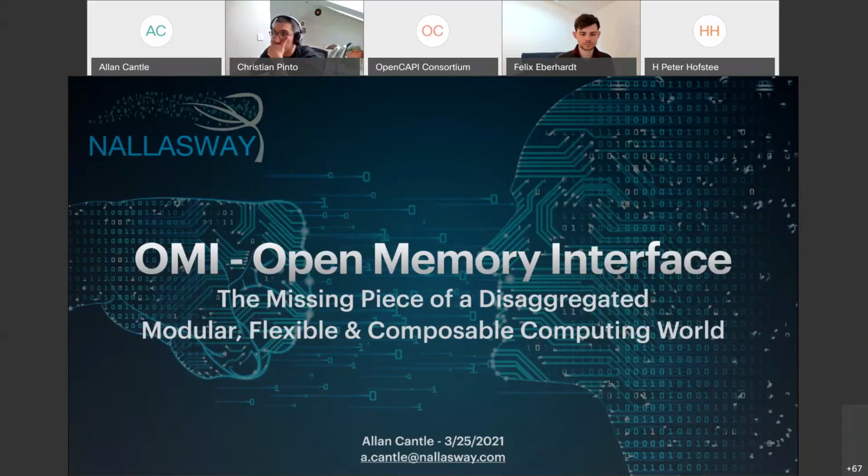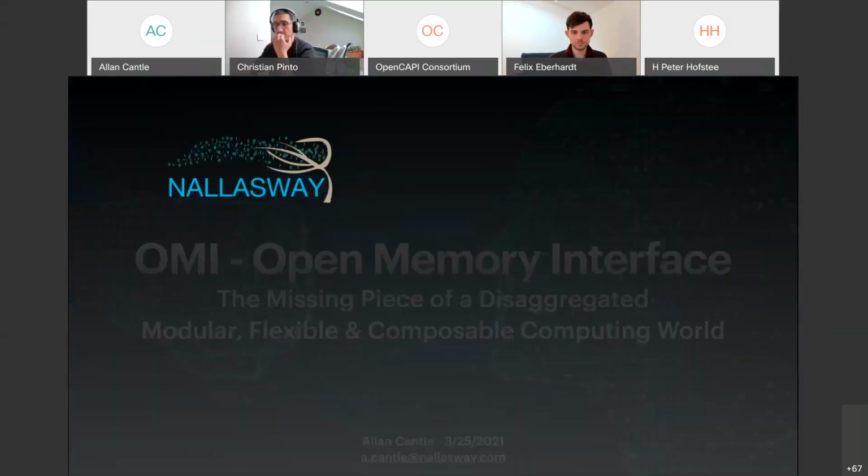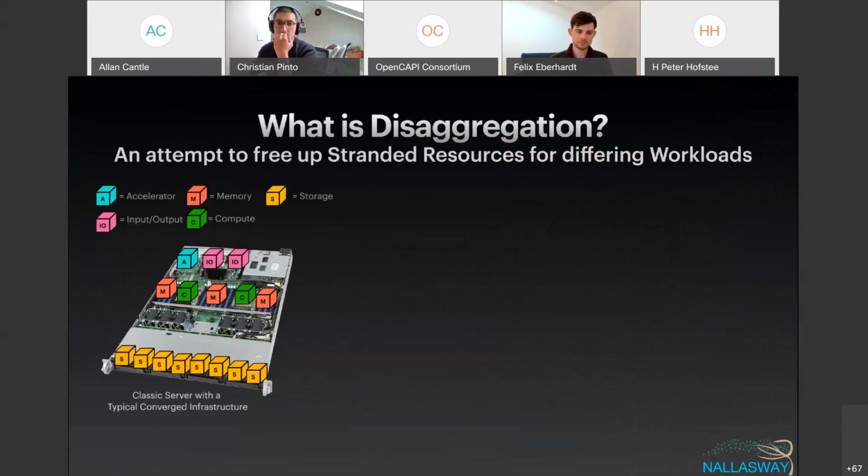When we look at disaggregation as a whole, we absolutely need to be able to compose our systems very well, and so I'm focusing on the OMI piece and leaving the others to talk about the actual sharing nature that's going on. So I'll try and set the scene for these guys as well as give you a background into the OMI interface itself. So first of all, what is disaggregation?